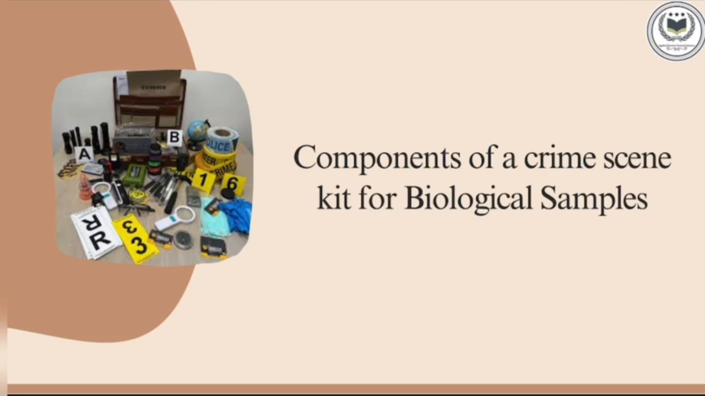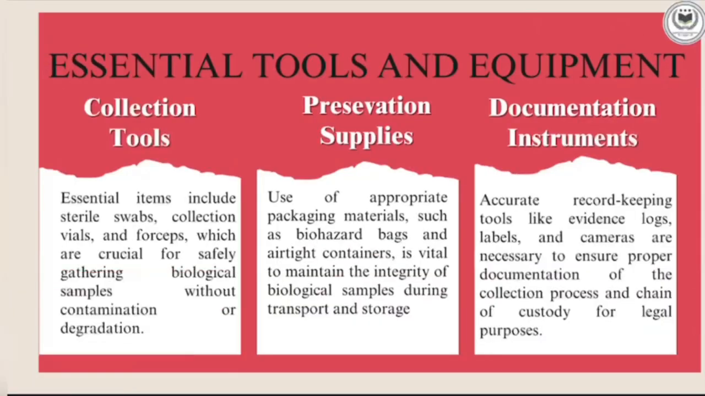Components of a crime scene kit for biological samples. A well equipped crime scene kit is essential for the effective collection and preservation of biological samples. Here are detailed key components that should be included in such a kit. Essential tools and equipment: personal protective equipment like gloves, mask, and protective clothing to prevent contamination of samples and protect investigators. Collection tools: sterile swabs, pipettes, and forceps are used for collecting biological samples like blood, saliva, semen, vaginal swabs, or hair.